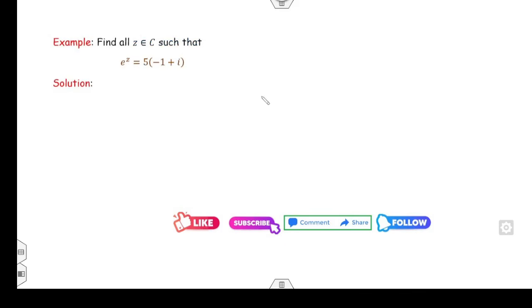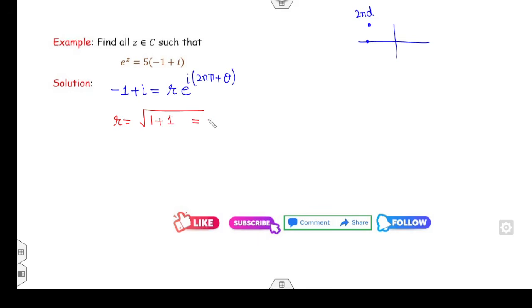Look at the next one. Again, minus 1 plus iota. I can write this number as r e raised to power iota (2n pi plus theta). Where does it lie? x is my minus 1, y is equal to 1. It lies in the second quadrant. So we can say, what is r? Minus 1 square plus 1 square, that will be root of 2.